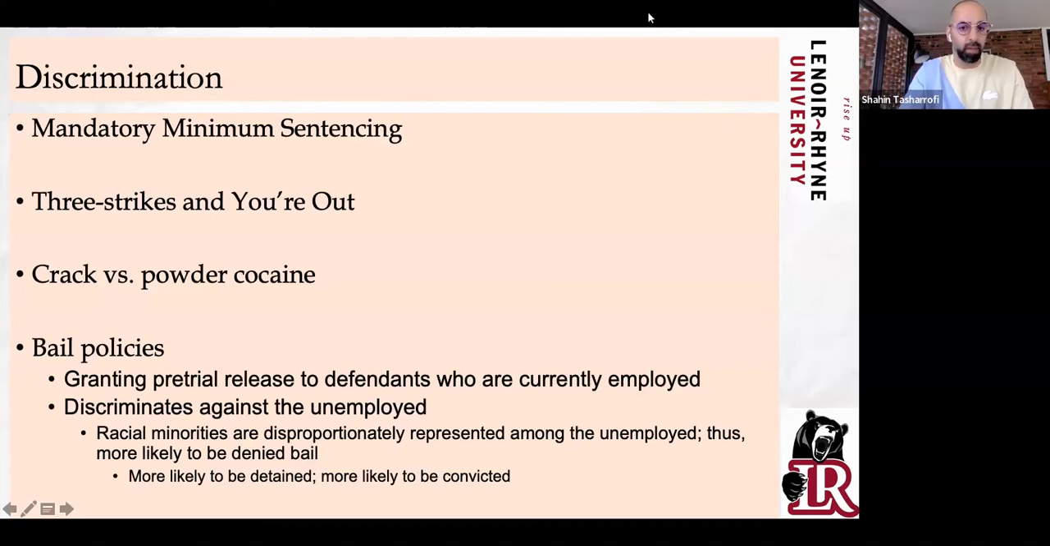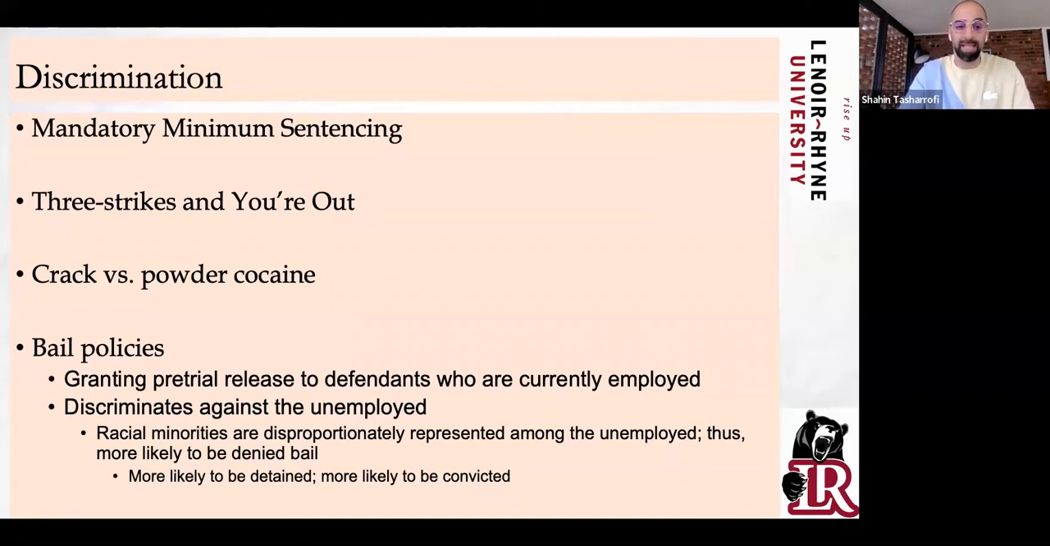Another example of this would be three strikes and you're out laws, which means if you have two felony convictions, for example, on the third one you will receive very harsh sentences. Again, many of these offenses might be related to drugs, or might not really be violent offenses, but they are in the prior record of those who might be more categorized as racial minorities. And by racial minorities, in this presentation I'm mainly focusing on African Americans and Hispanics.